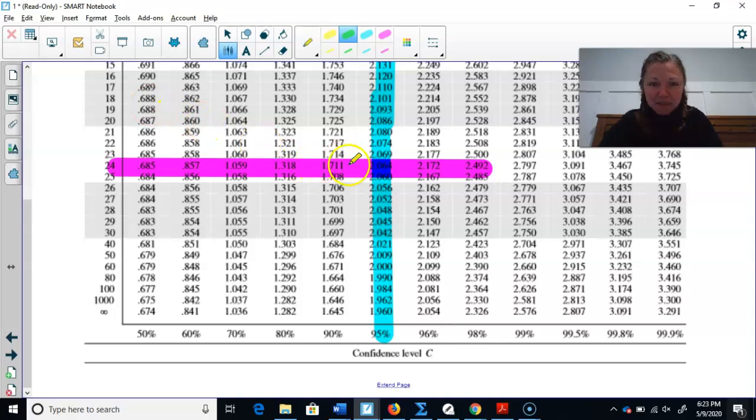Let me undo that again, forgive me. 1.711. Okay, so that is our 90%. Intersects at 1.711 for degrees of freedom of 24. Okay, so let's write that down.